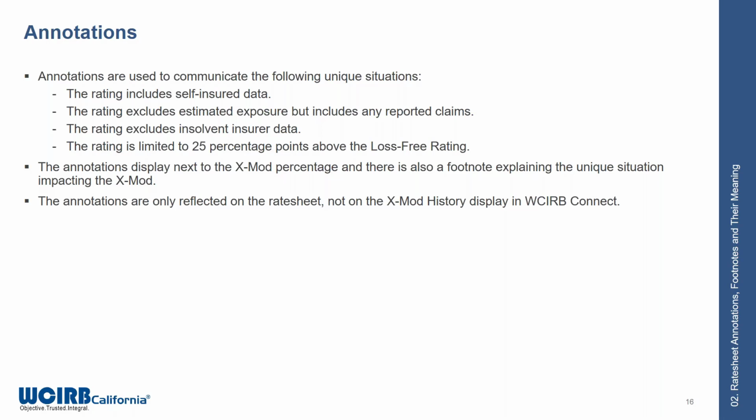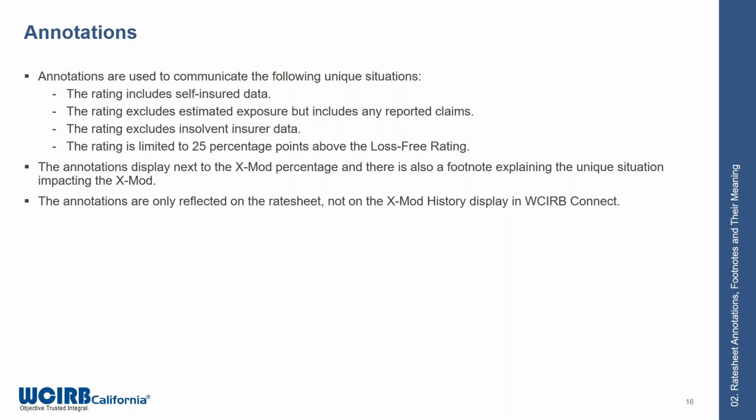And there will be an annotation that will show that scenario. If the rating excludes insolvent insurer data, fortunately, there haven't been many insurers that have gone insolvent in the past few years, so this annotation you won't see very much in current rate sheets, but some of the historical data will show that annotation. And then the rating is limited to 25 percentage points above the loss-free rating. Kind of in the last example, we show what the loss-free rating is. If an insurer's rate sheet only has one loss, the rating will be limited to 25 percentage points above the loss-free rating, and we'll show you what that looks like in a minute.